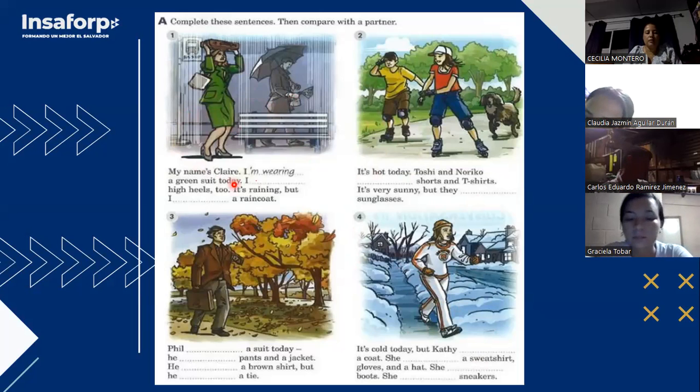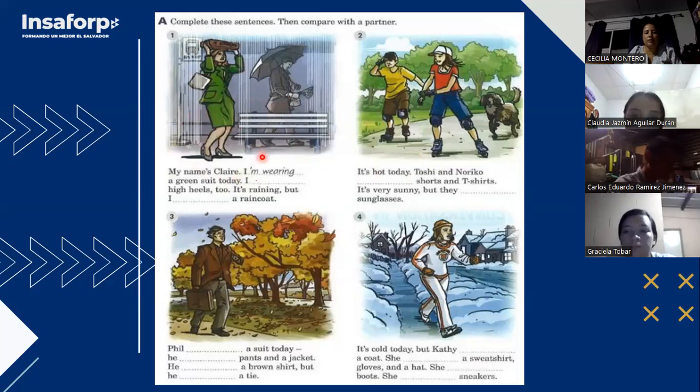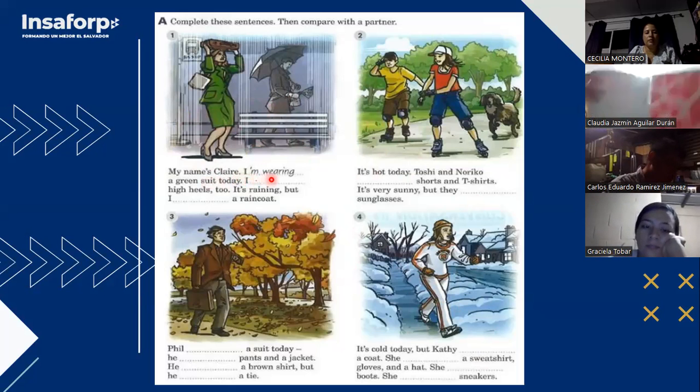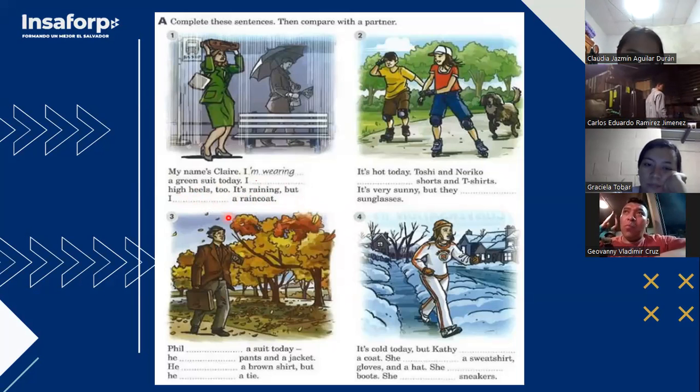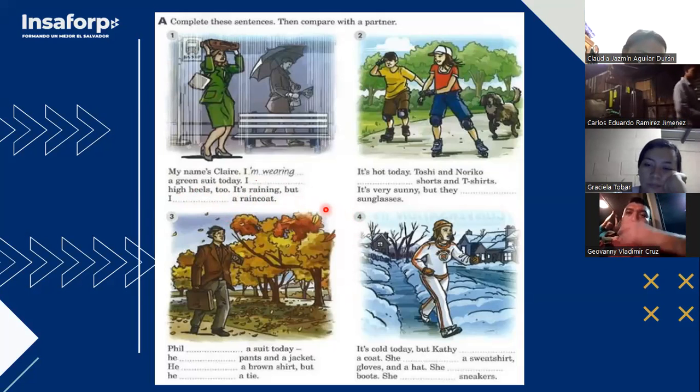Who has number one? My name is Claire. I am wearing a green suit today. I am wearing high heels too. It's raining, but I am not wearing a raincoat. Okay. Let's see.